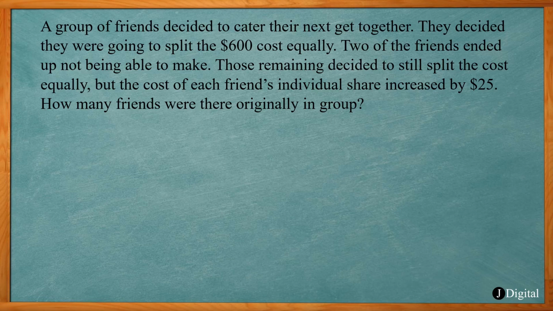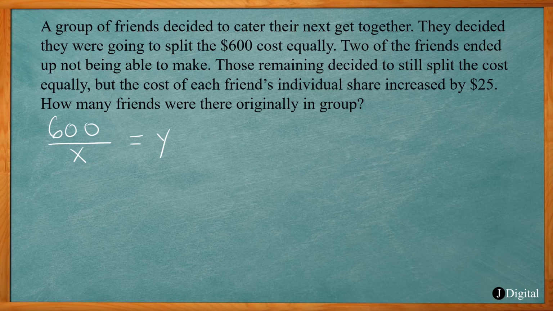So to solve this problem, you can set up two equations, one dealing with the original group and one dealing with the group minus two people. So we can say it's going to be 600 divided by x, where x is the number of people in the original group. So you split the $600 x ways. 600 divided by x, we'll call that y. That's the cost per individual.